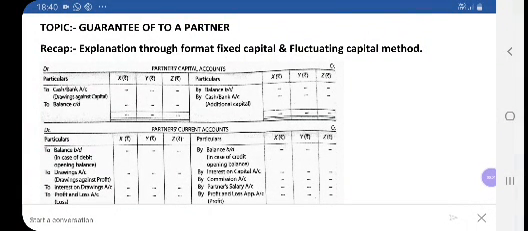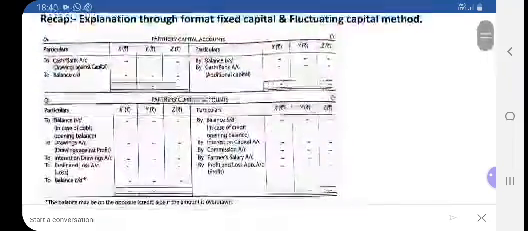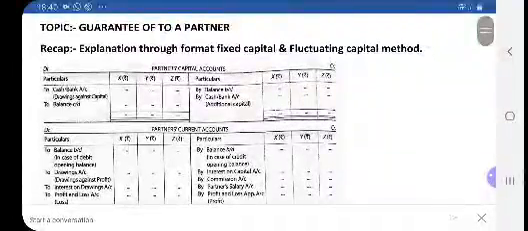Good morning, student. In the previous video, we discussed the various methods to maintain partners' capital account, that is fixed capital method and fluctuating capital method. Let us recap again how the items will appear in the format in capital account and current account in case of fixed capital method, and in case of fluctuating capital method how partners' capital account will be maintained. Let us discuss one by one each item that appears in the partners' capital account.